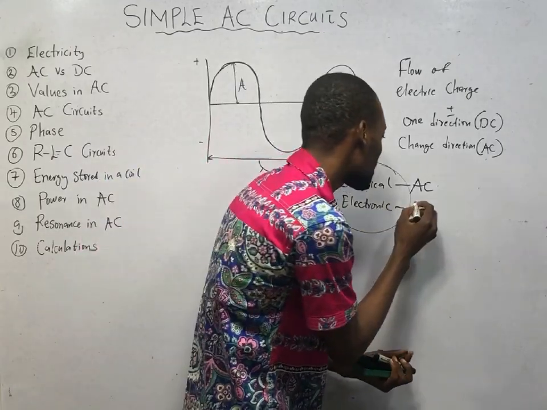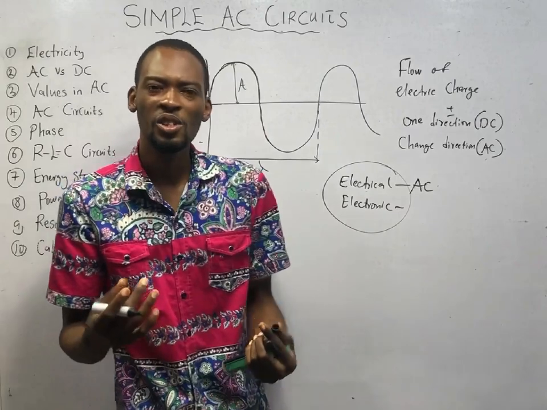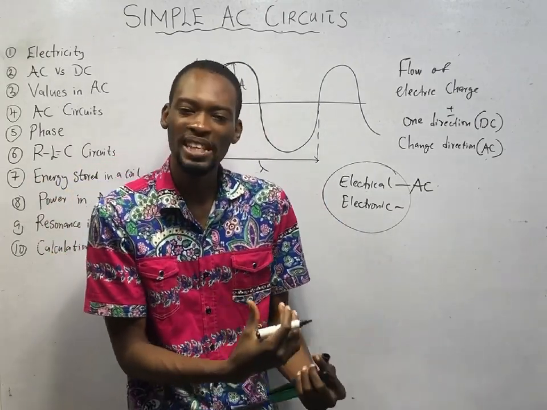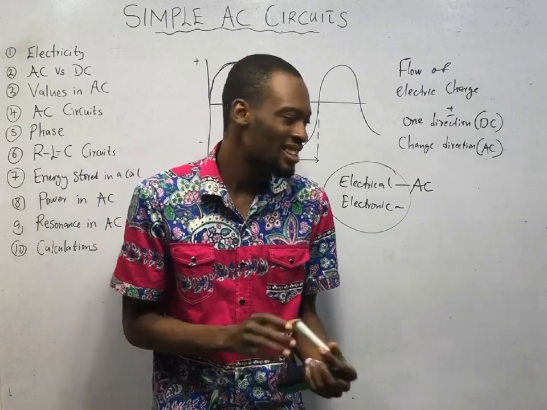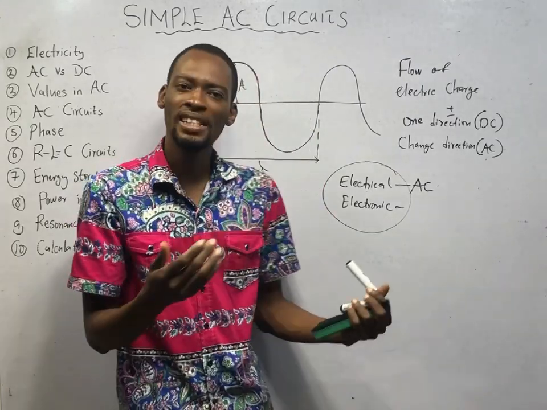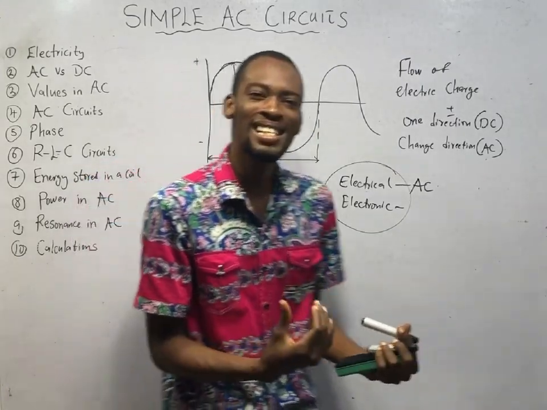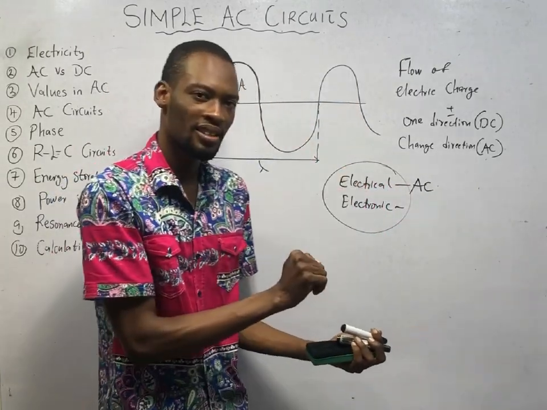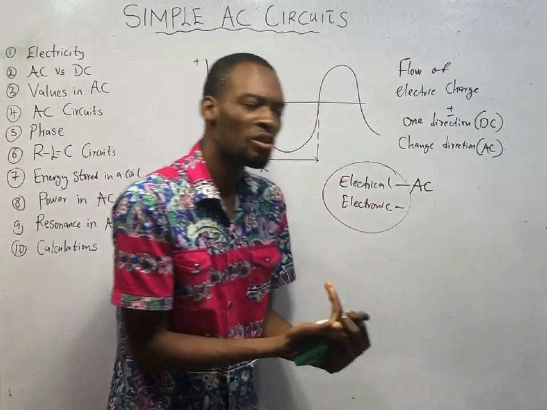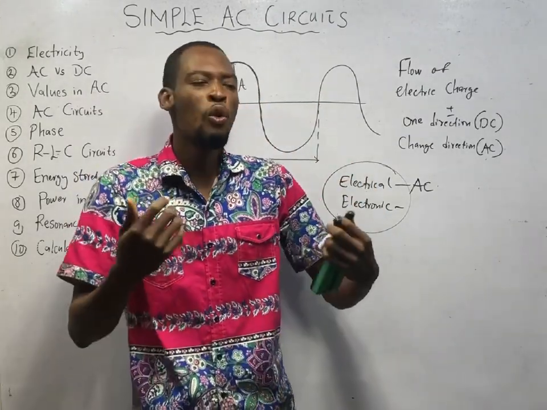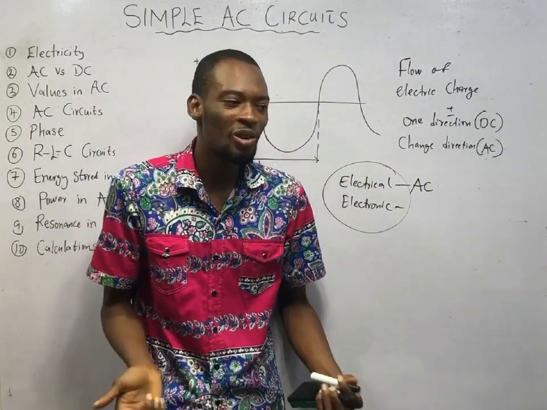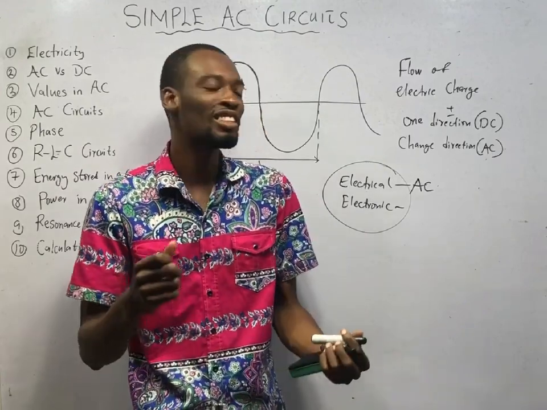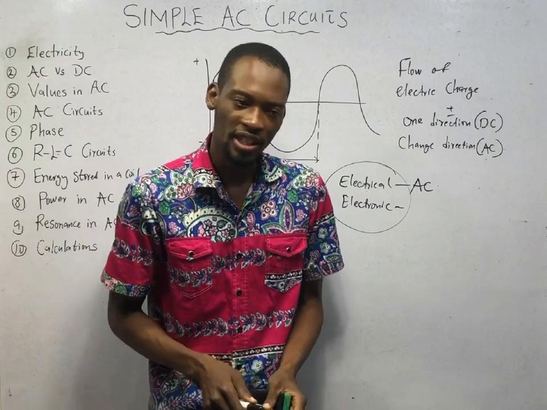Electronics, on the other hand, they are your TV. They don't require very high power. Your DVD, your decoders, your sound systems, these are electronics. Where am I taking you to? Most electrical appliances, they utilize alternating current. So, your air conditioner uses alternating current. Washing machine makes use of alternating current. Your refrigerator makes use of alternating current. Your pressing iron makes use of alternating current.